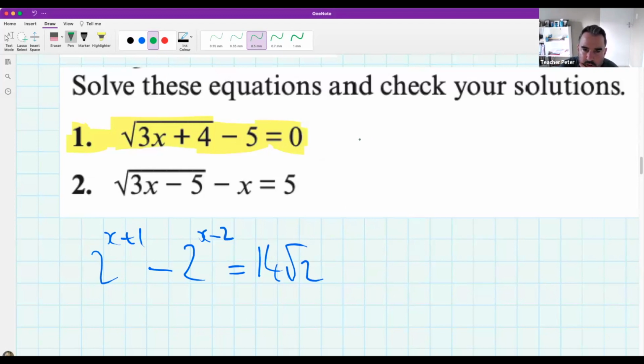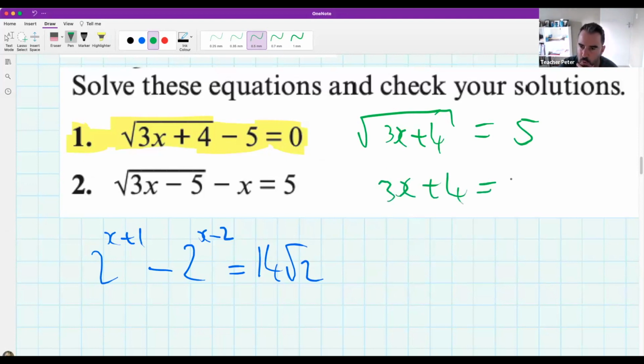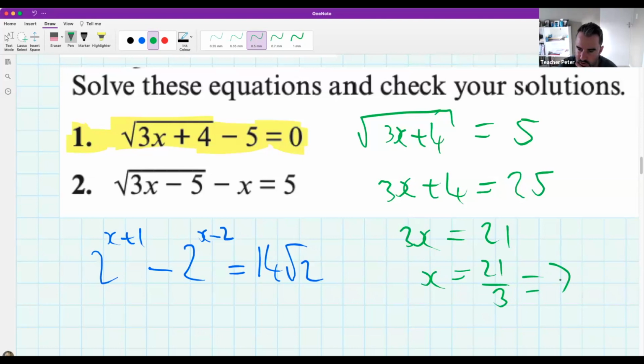Okay, so we've got this as step 1. Then I square both sides. I get 3x plus 4 is 25. Then I get 3x is 21. Then I get x is 21 over 3, which is 7.